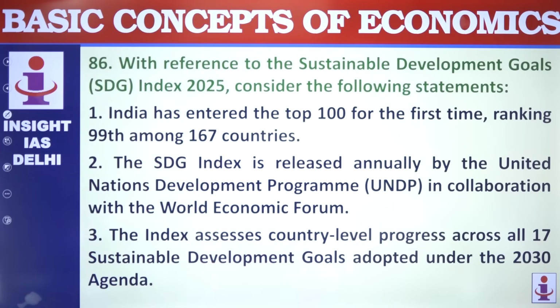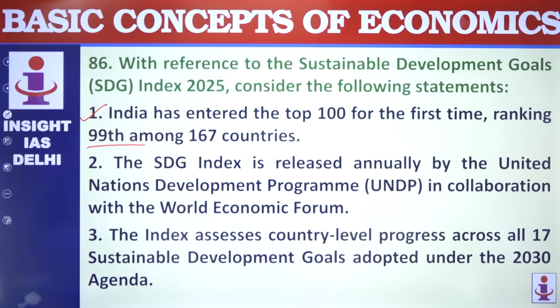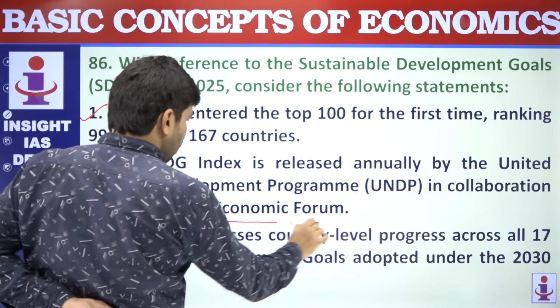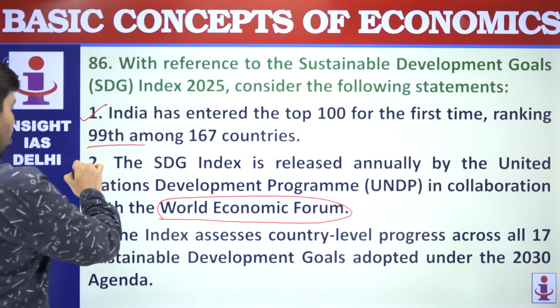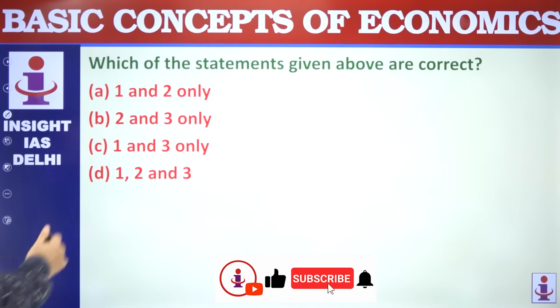Sustainable Development Goals Index. India has entered the top 100 for the first time, ranking 99th. Yes, very recently it happened. The SDG index is released annually by the UNDP in collaboration. World Economic Forum is not associated with the SDG index. The index assesses country level progress across. Yes, this statement is correct. So option C will be the answer.